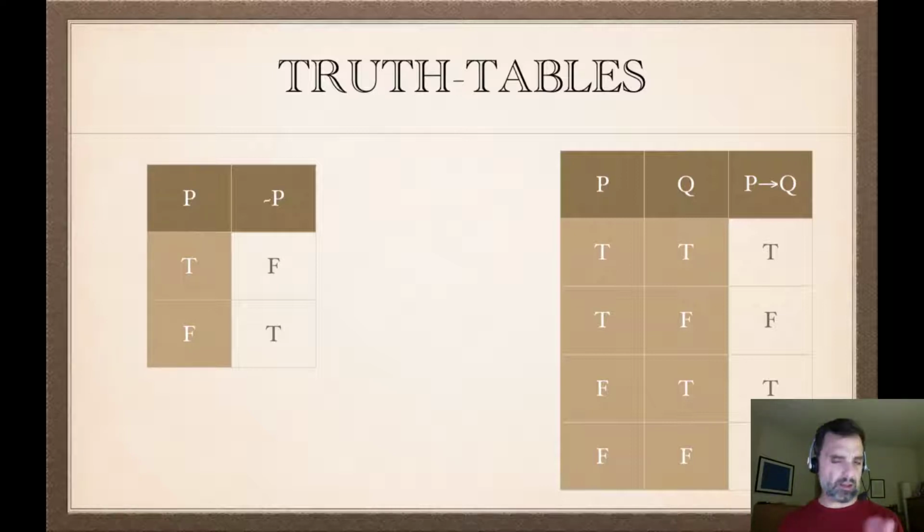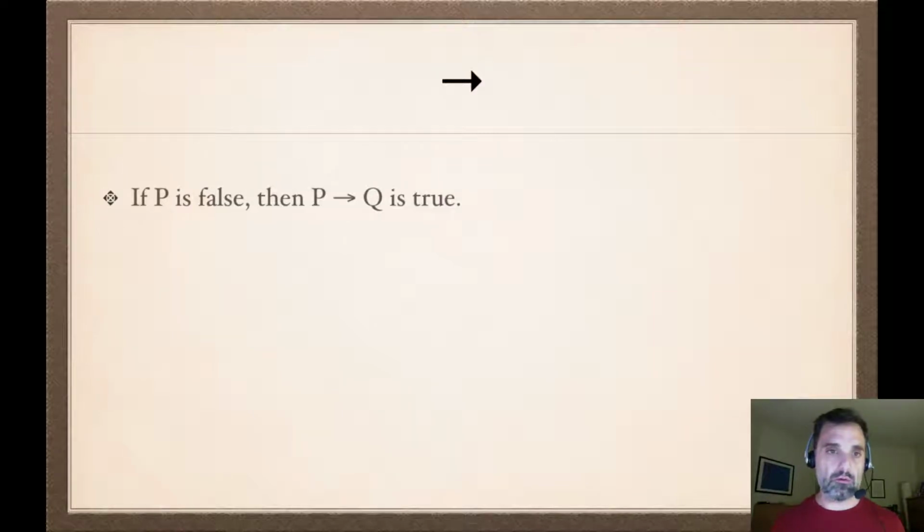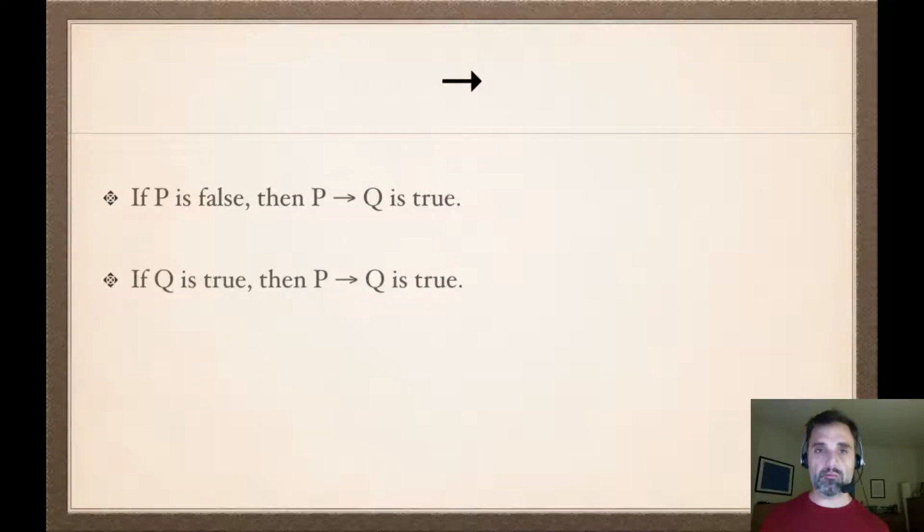So we'll come back to truth tables in chapter 2, but they're just a nice graphic way to display the way in which the truth of a complex sentence depends upon the truth of its constituents. So continuing the discussion of the arrow, we know that if P is false, then P arrow Q is true.